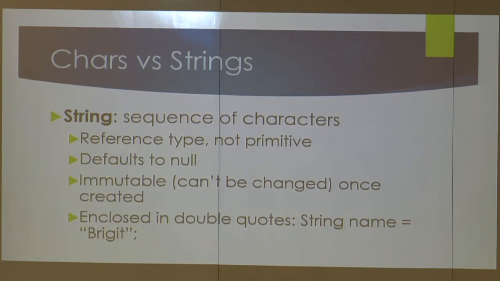So a string is now going to be a sequence of characters, so 2 or more characters. And a string, like I had said before, it's more advanced than a primitive type. It's what we actually call a reference type. The default value for a string is null. So if we just create a string and don't set it equal to anything, it's going to start off as null. And strings are also considered immutable, which means that they can't be changed once they're created.